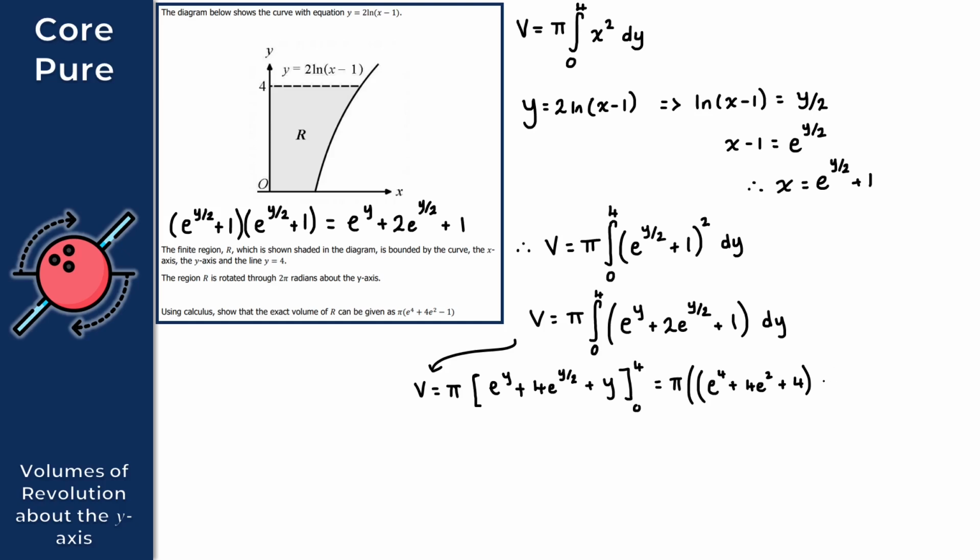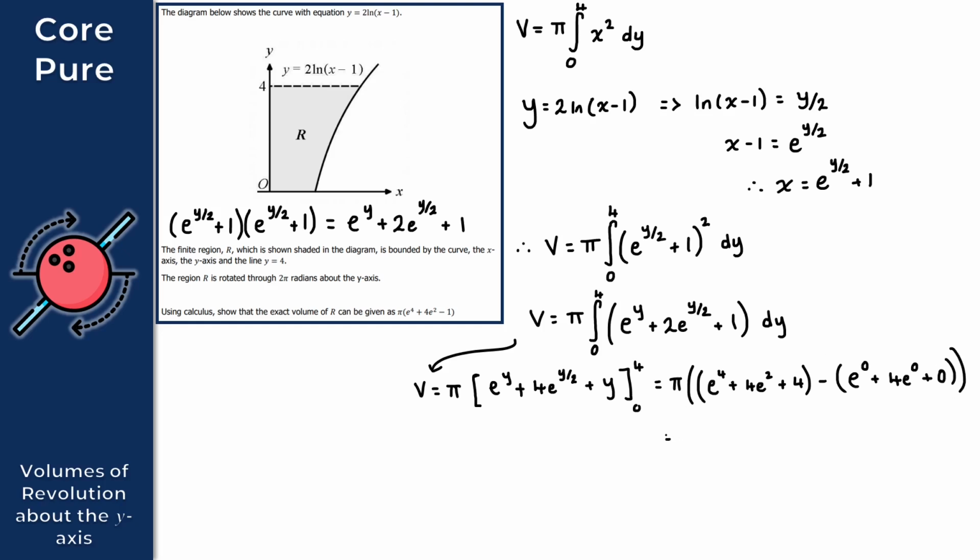And now we subtract here the lower limit. So for the lower limit then, what do we get here? Well, e^0, that would be 1. I'll write it in full here. So e^0. We then have 4e to the power of 0 over 2 again here. 0 over 2 is again just 0. So 4e^0. And then finally plus 0 here, so plus 0, like so.